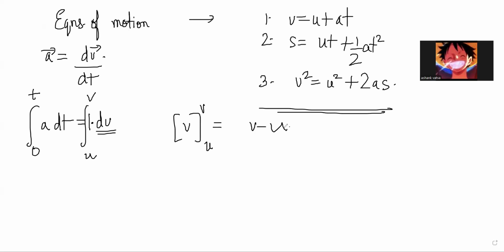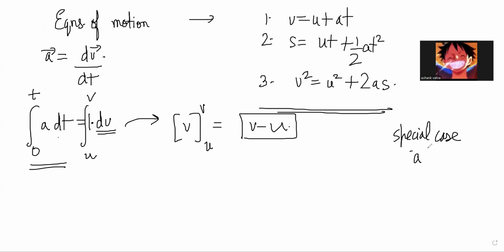It will be v minus u. On the right hand side, you'll get v minus u. On the left hand side, it depends on what this integral is. For now, we will be considering the special case that acceleration is constant, constant in time.